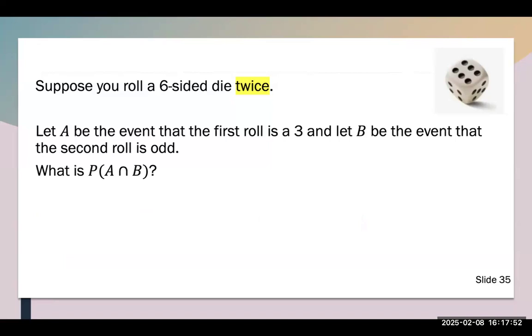Let A be the event that the first roll is a 3, and B be the event that the second roll is odd. What is this probability? Probability of A and B.